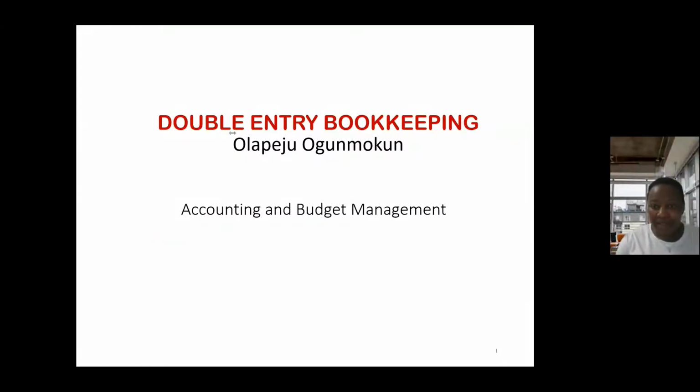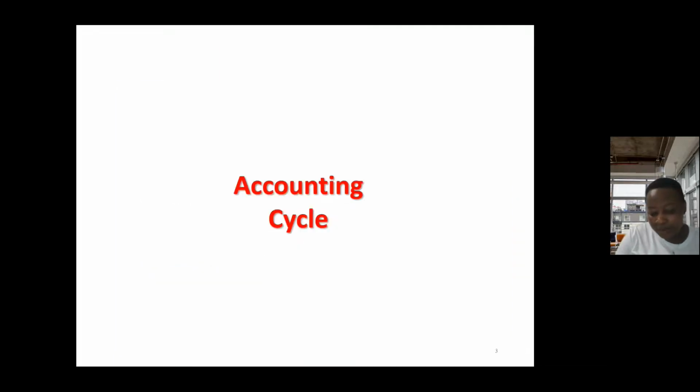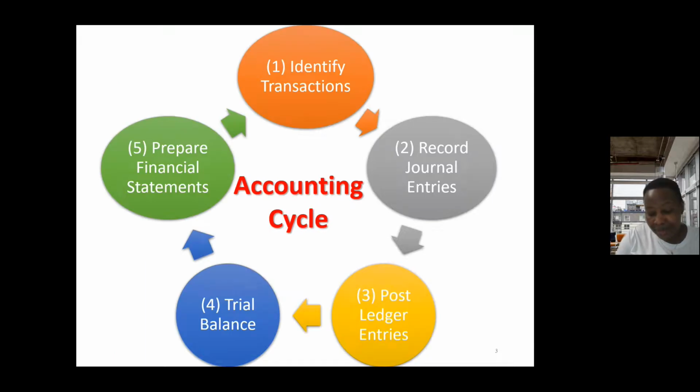Today, we're starting a series on double entry bookkeeping. In doing that, we'll be looking at a number of specific things. We'll be looking at the accounting cycle, which is what we'll be beginning with. We'll be distinguishing between cash and credit transactions. We'll try to define what credit and debit is. We'll look at how to record transactions in journals, how to post those transactions into our ledger accounts, and understand how to balance the accounts and distinguish between expenditures. But for today, we're going to be starting with the accounting cycle.